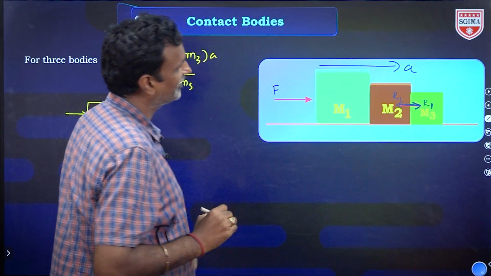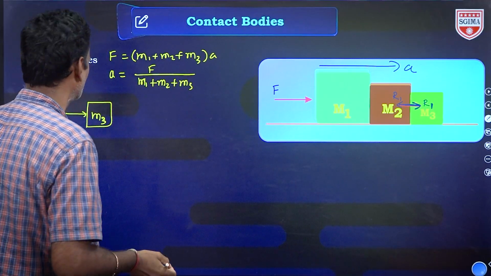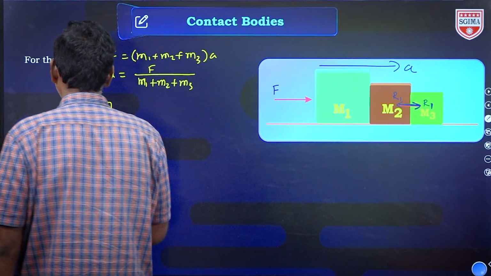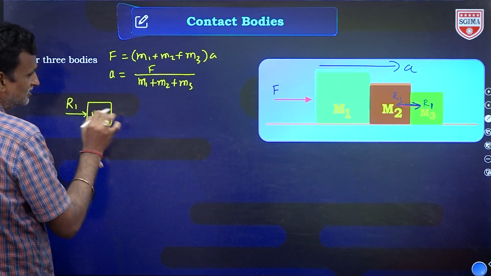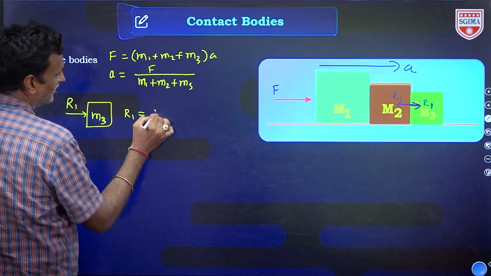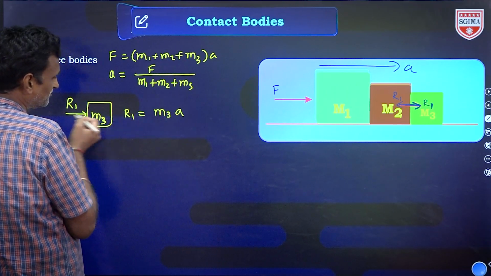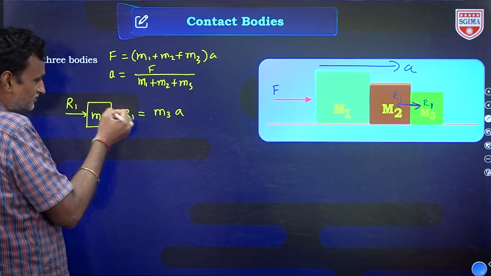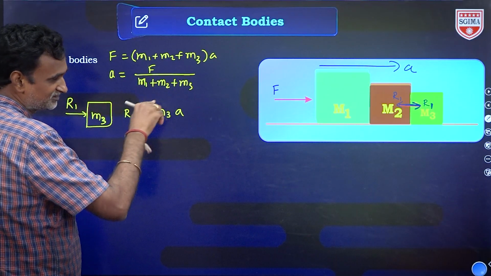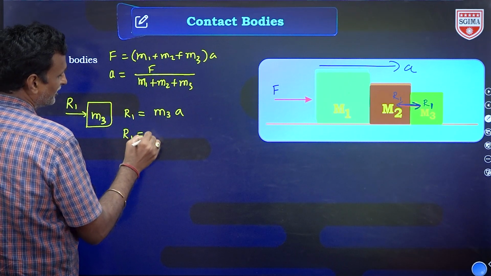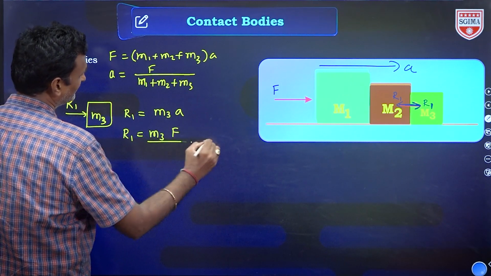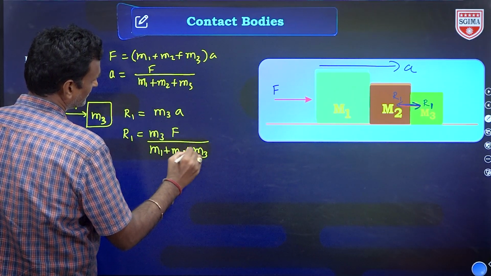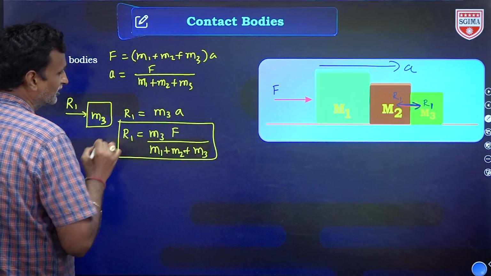So we can find out the R1 value. How much is R1? Let us see. Here R1 is acting on the M3. So simply we can write R1 equals M3A because no more back forces. It exerts force on the M2, that is secondary, but on this one backside force is not there. Only right side force is there. So R1 equals M3 into F by M1 plus M2 plus M3. This is the reaction force we get.